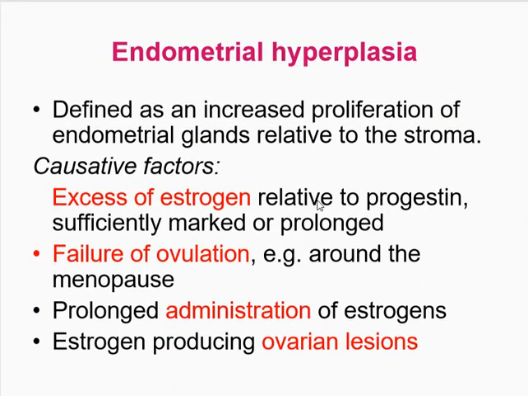Endometrial hyperplasias are non-neoplastic proliferations of the endometrium. They are often due to an imbalance in hormones or the hormonal surroundings, with an excess of estrogens relative to progesterone. This may be caused by failure of ovulation, which is quite common around the menopause, prolonged administration of exogenous estrogens, or production of endogenous estrogens by ovarian lesions, for example ovarian tumors.